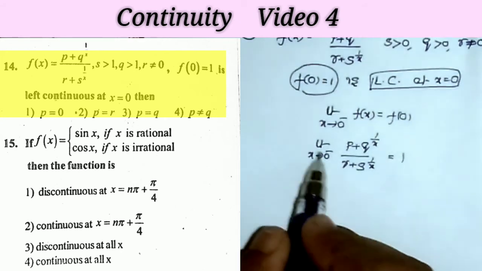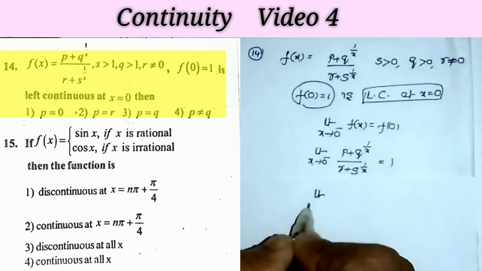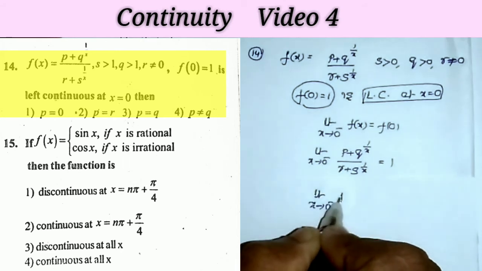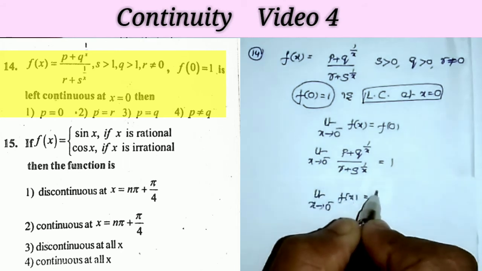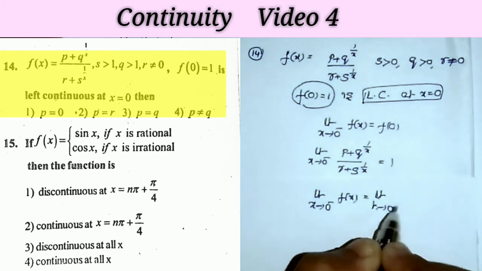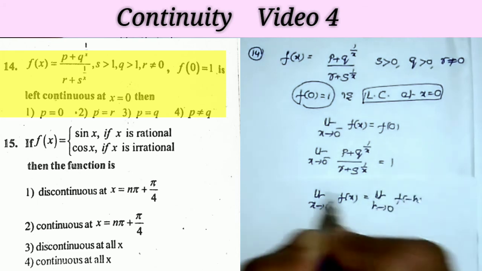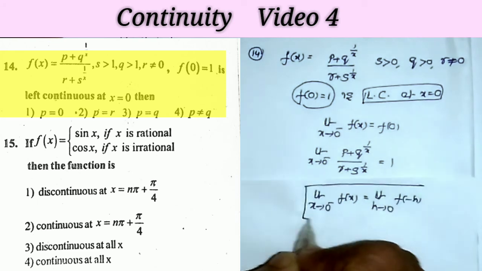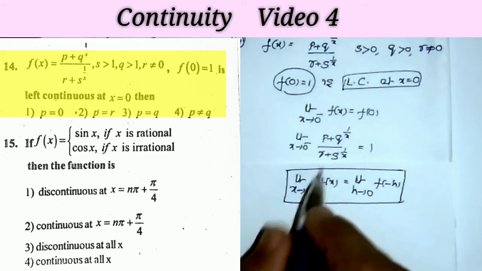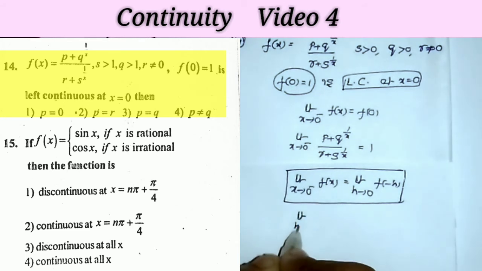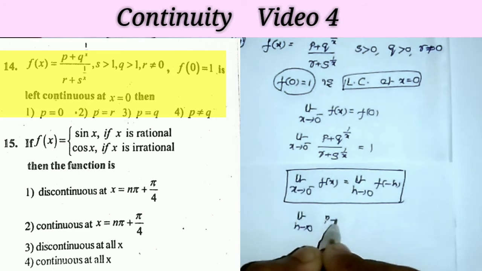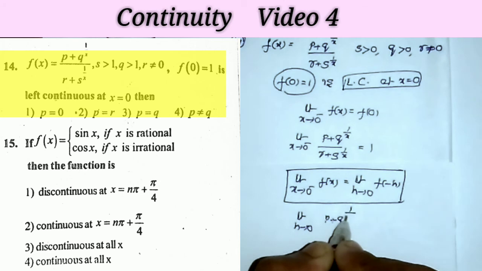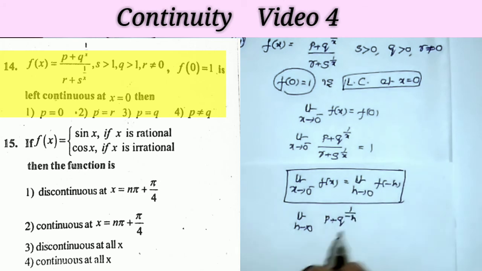Okay. Now how to take this value? What is the formula for limit x tends to 0 minus f of x? This is equal to limit h tends to 0 f of minus h. That is the formula for finding this left hand limit. Applying that formula here, limit h tends to 0 p plus q power 1 by minus h by r plus s power 1 by minus h is equal to 1.